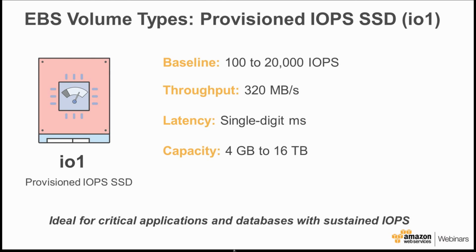As we can see, the top end performance of IO1 is double what we had with GP2. Instead of a maximum of 10,000 IOPS, you can provision up to 20,000 IOPS with a provisioned IOPS SSD volume. PIOPS volumes, or IO1, are designed to deliver within 10% of the provisioned IOPS 99.9% of the time over a year. Again, IO1 are ideal for critical applications and databases requiring sustained IOPS.